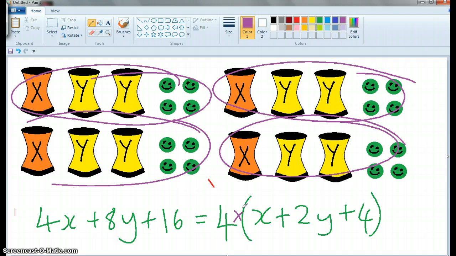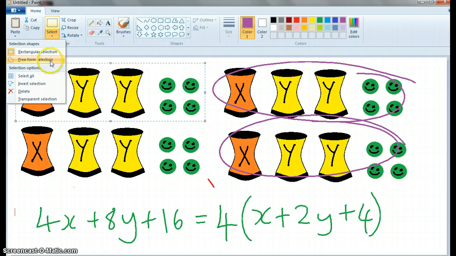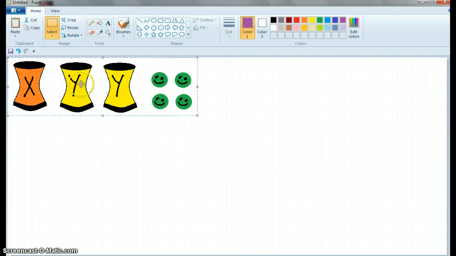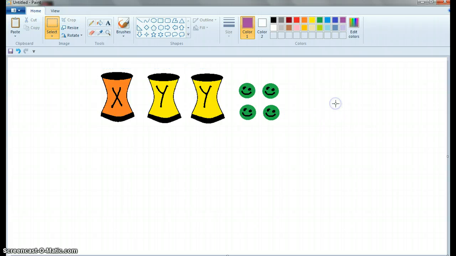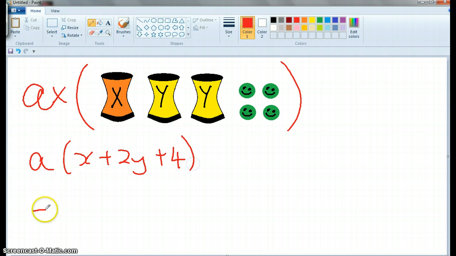Okay, now I'm going to be a little bit trickier. So I'm just going to grab my original like that, and I'm going to clear my screen. Okay, so imagine that we have that a times. Okay, so there's a number of times we're going to repeat that pattern. So I've got a times x plus 2y plus 4. Can anyone expand that?